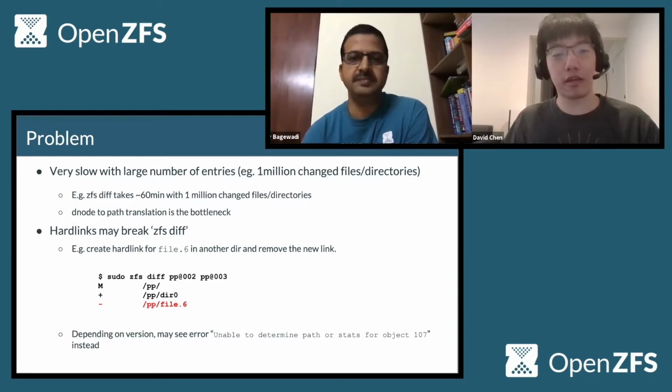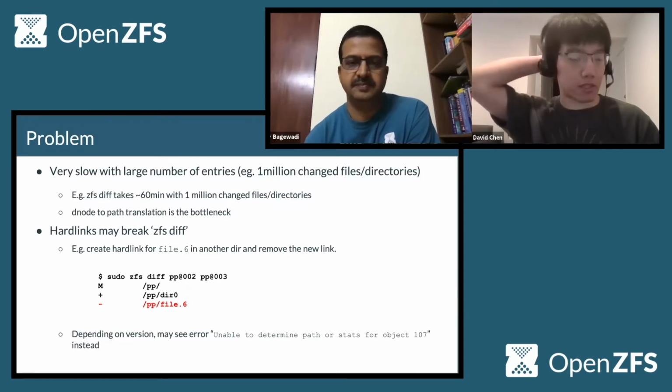This issue has been reported on GitHub before. Some people may have seen a message like "unable to determine path or stats for object 107". This is something you might have seen before.